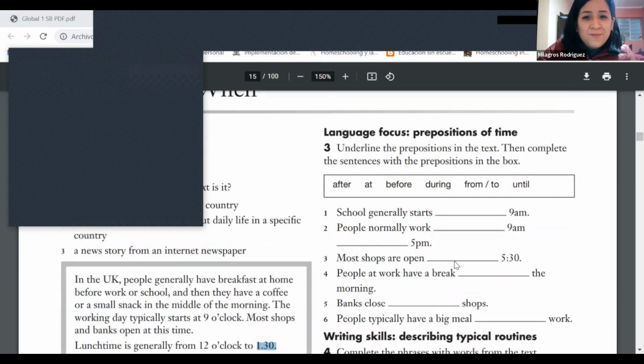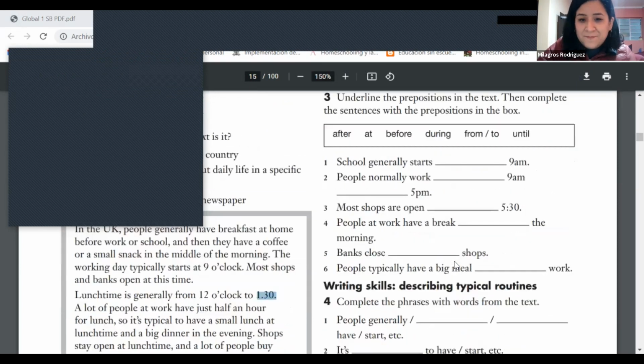Now, please, in your notebooks or on a piece of paper, you are going to complete these sentences from number 1 to 6 with the prepositions from the box. You have these prepositions: after, at, before, during, from, to, and until. I'm going to give you 3 minutes to complete exercise number 3.